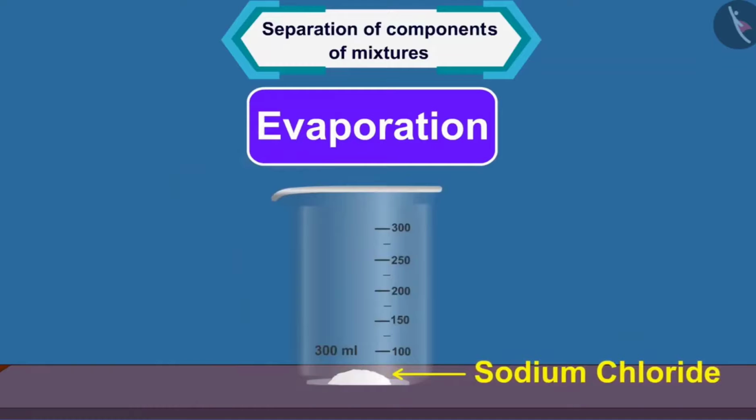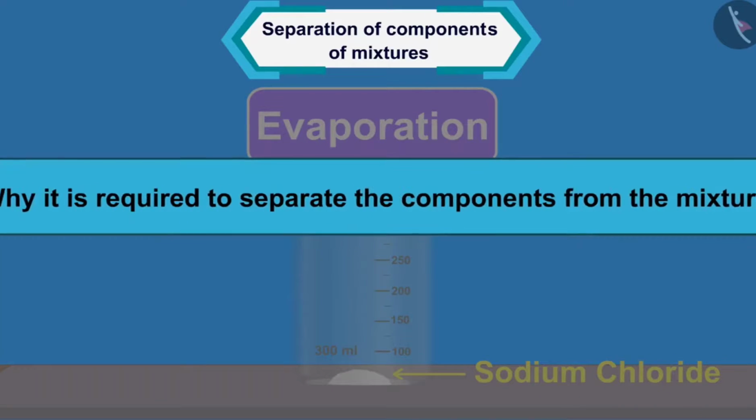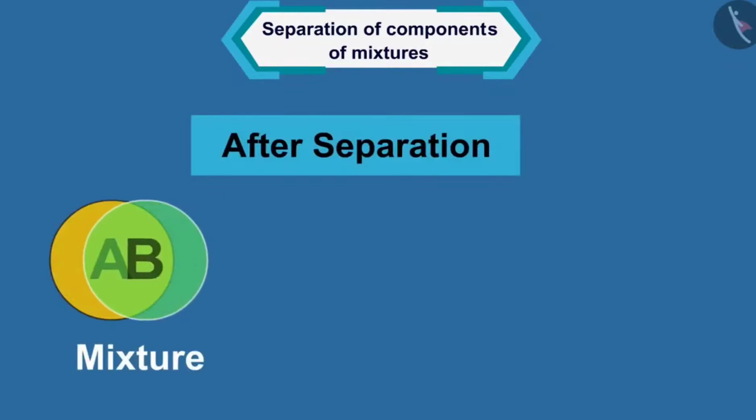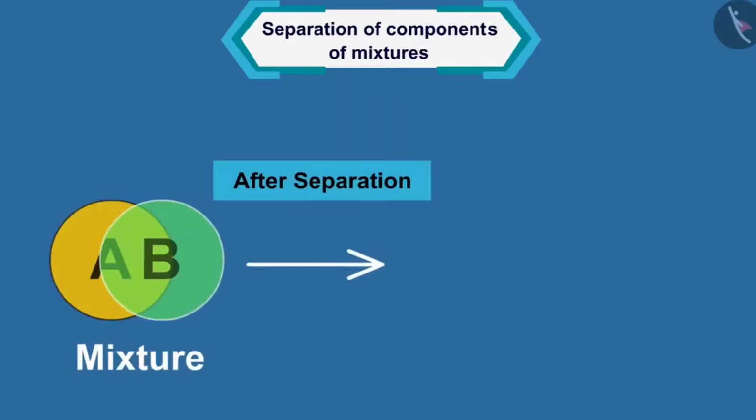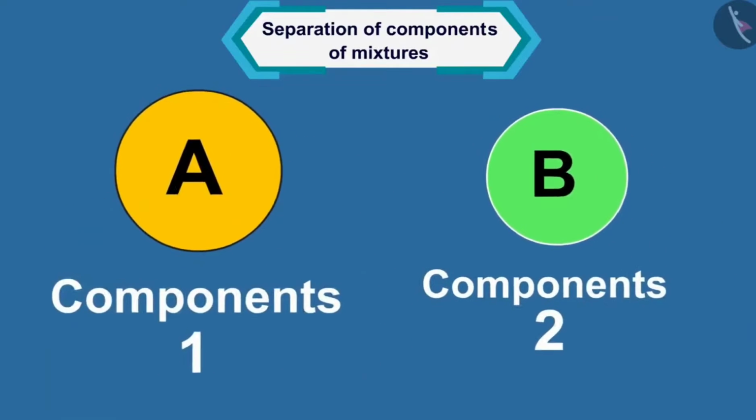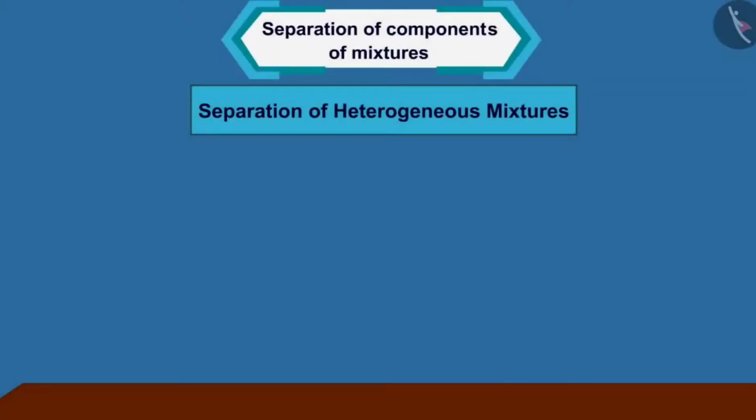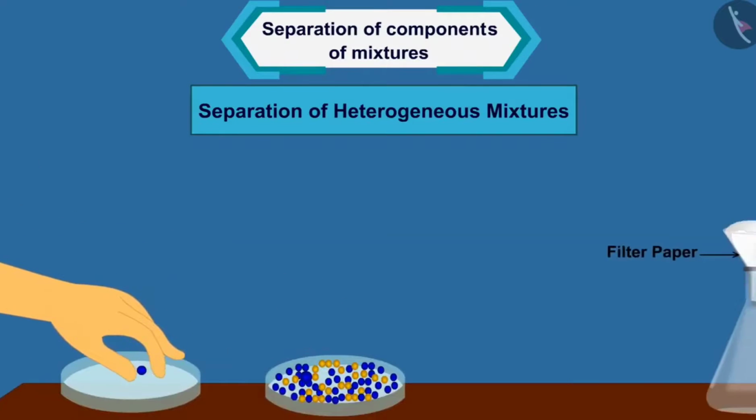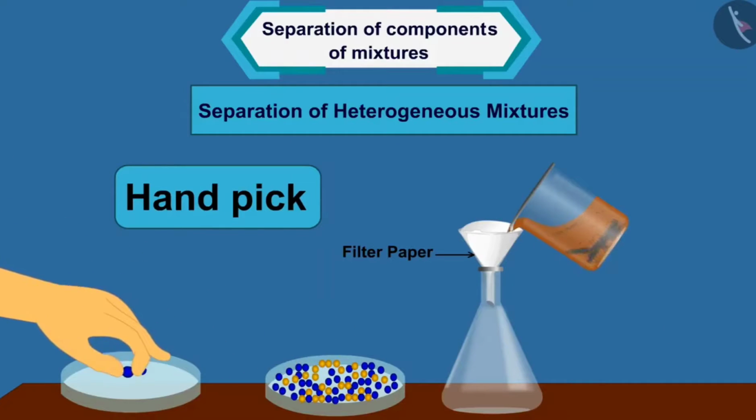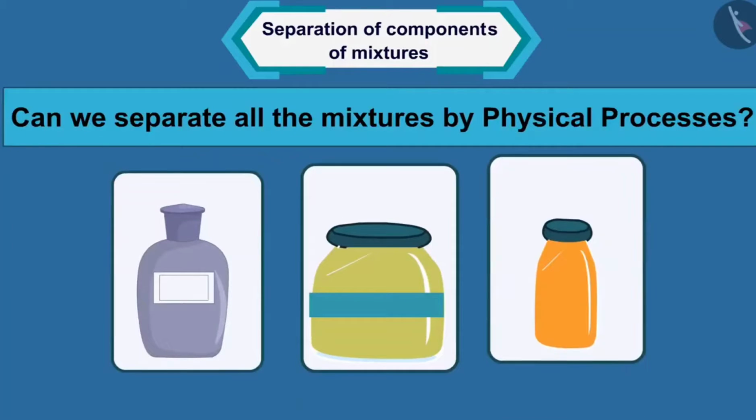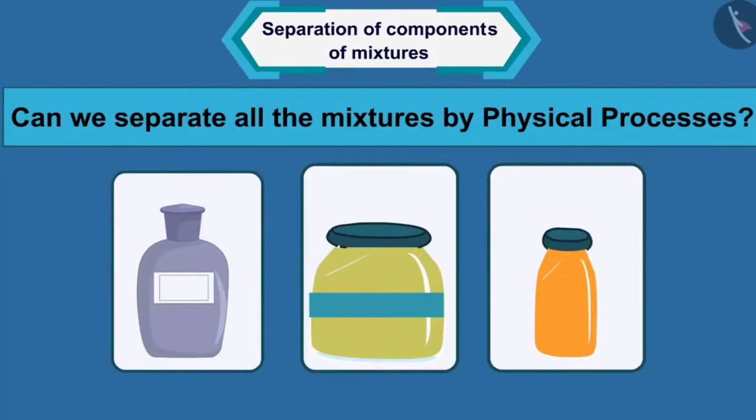But you may be wondering, why is it required to separate the components from the mixture? Separation makes it easy to obtain and use information about each component of the mixture. The heterogeneous mixture can be separated by simple physical processes such as selecting by hand, filtering and sieving, etc. But can we separate all the mixtures by physical processes?